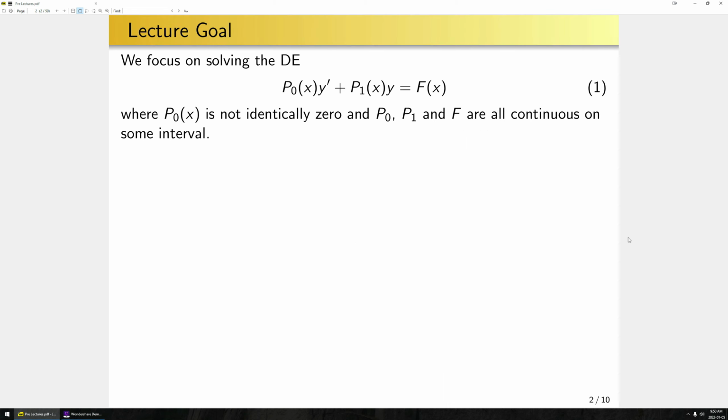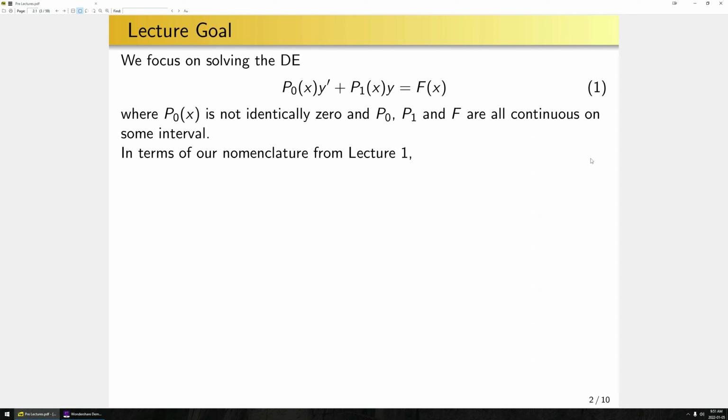Okay, so we're going to focus on solving differential equations of this form. Here this function p naught of x is assumed to be not identically zero. That is to say, it's non-zero for some point x. And further, we assume that this function p naught of x, p1 of x, and this function f of x are all continuous on some interval. So before we try to solve this equation, let's introduce some nomenclature and talk about some new concepts before we get into the nitty-gritty details here.